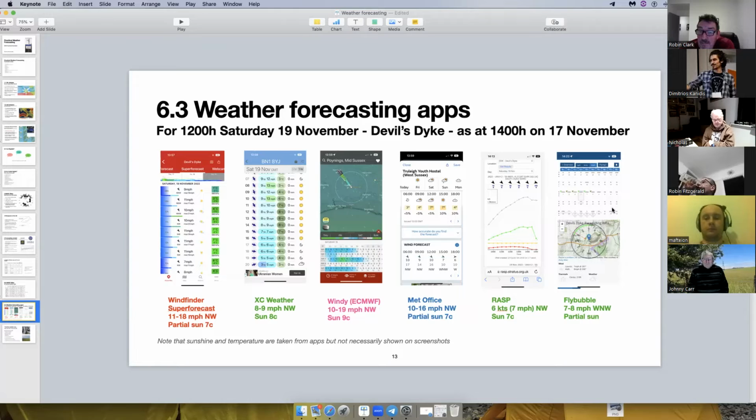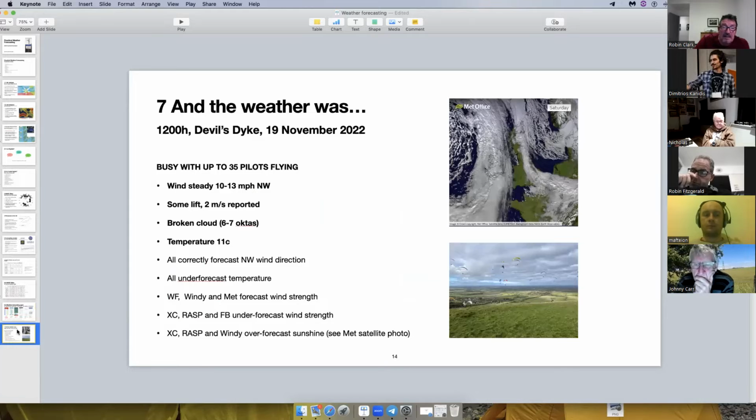Flybubble takes its data from RASP. It's slightly more westerly, I think, west-northwest, partial sun. So this is what the forecast was saying 2 days before the actual event. It turned out that it was actually a nice day. A lot of pilots were out. So the 19th, it was not last weekend, the weekend before.